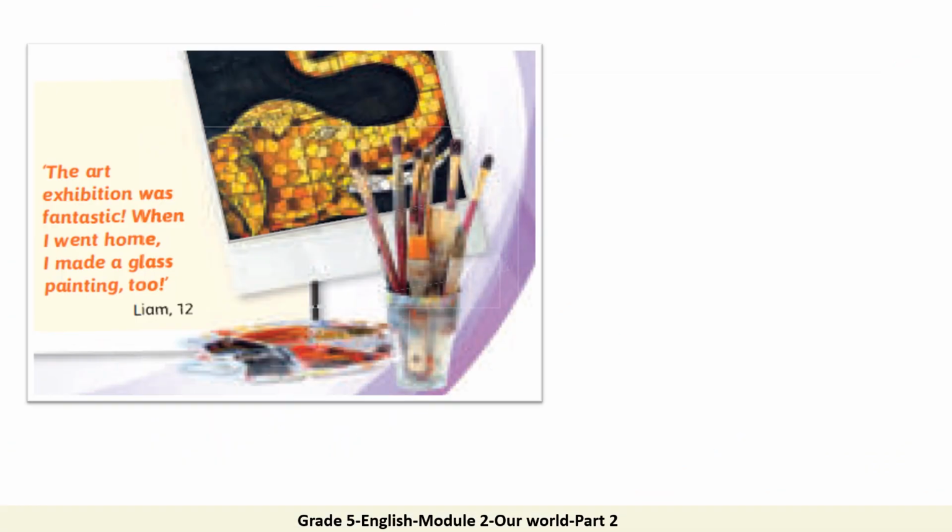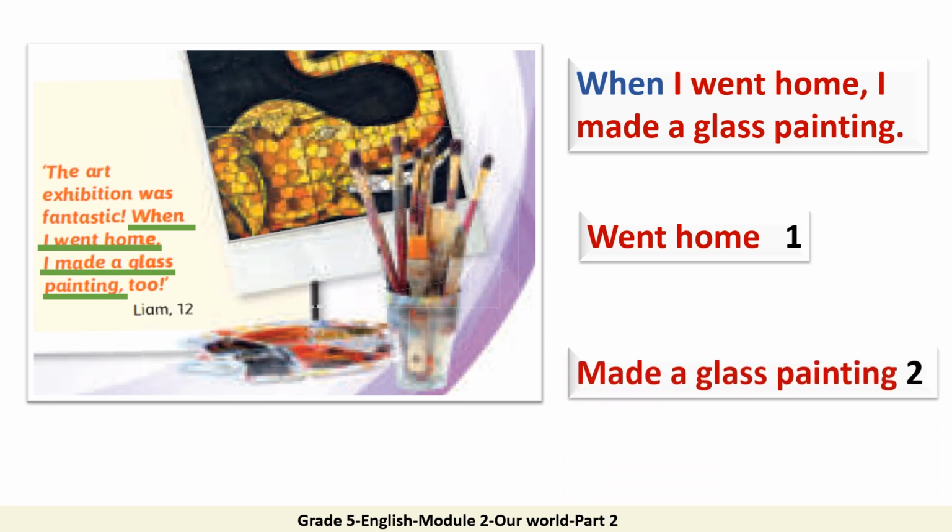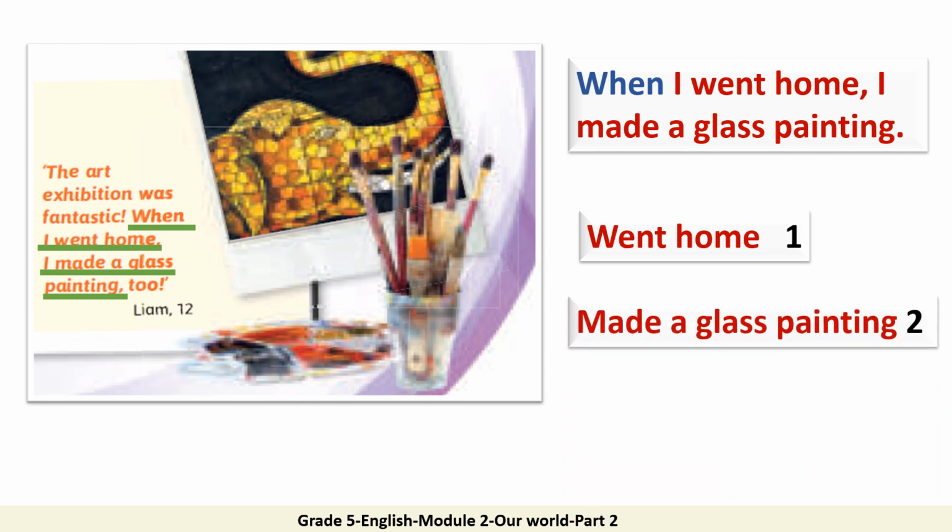Here is another example from the text. Read the underlined sentence. When I went home, I made a glass painting. Try to think now. What happened first and what happened after that? Excellent! First he went home, and after that he started to make a glass painting. So 1. He went home. 2. He made a glass painting. And of course, both actions were in the past.